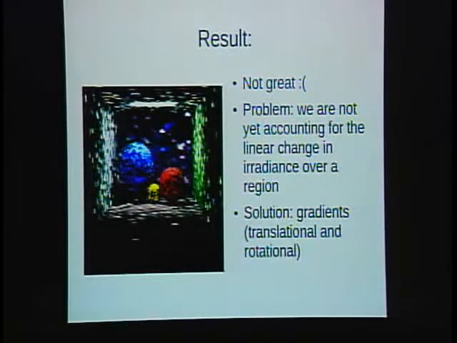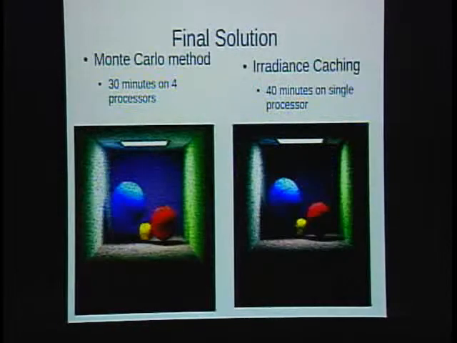So this was my initial result. It's not really that great. The problem was that we weren't accounting for a linear change in irradiance, meaning we took a sample and said, okay, over a disk of 0.5, the color is the same, which obviously is not true because we have shadows and lights and there's a gradient of change. So using Gregory Ward's paper on irradiance gradients, we use the translational and rotational gradients, and we get a final image, which is the one on the right.